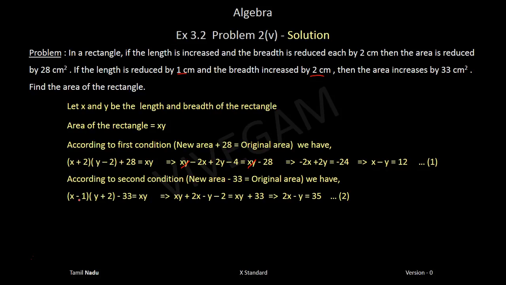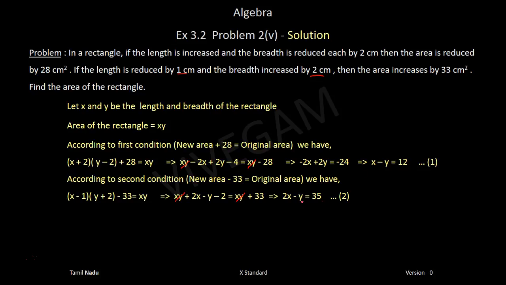So now expand this. So this will be xy plus 2x minus y and minus 2. Again this xy and this xy will get cancelled. I am transferring this minus 33 this side, so it becomes plus 33. So you will get 2x minus y, and this minus 2 when it goes to the other side becomes 35. Now this is equation 2.